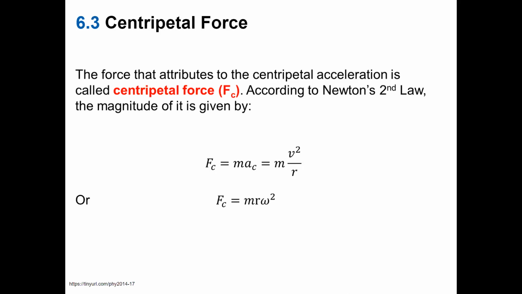And again, the magnitude: a_c can be equal to v squared over r, or it can be equal to r times omega squared. So either way, centripetal force is equal to m v squared over r, or m r omega squared, depending on if you know the linear velocity or the angular velocity.